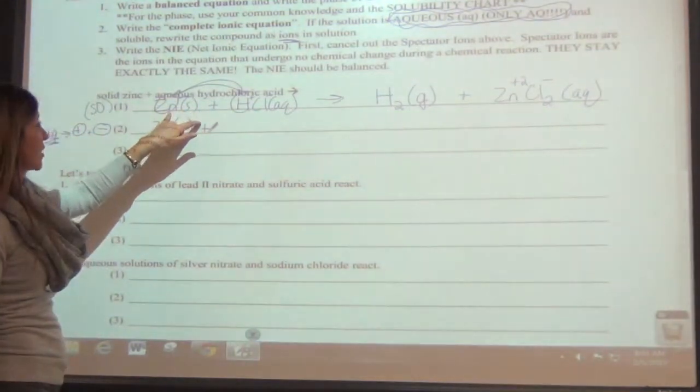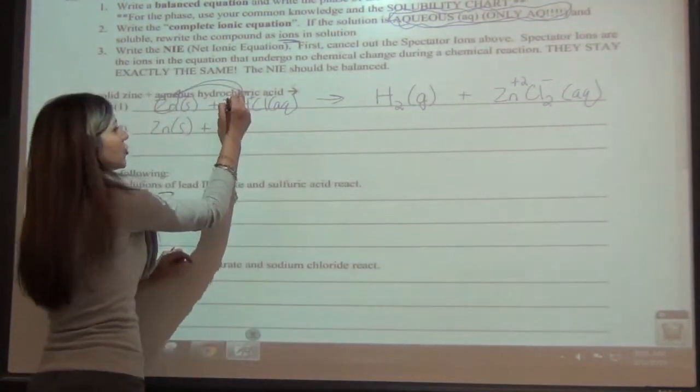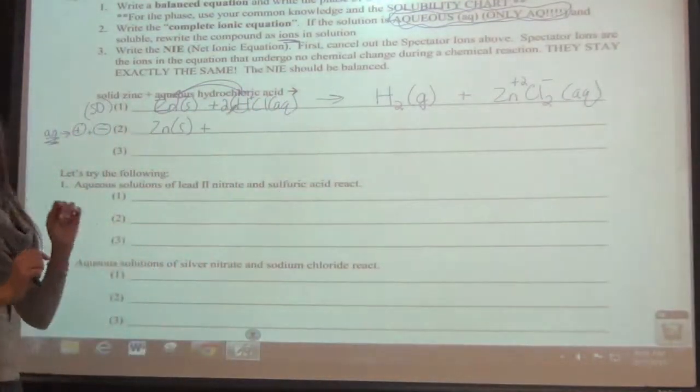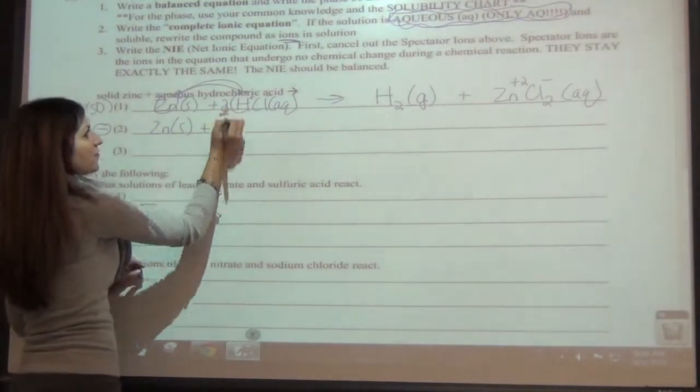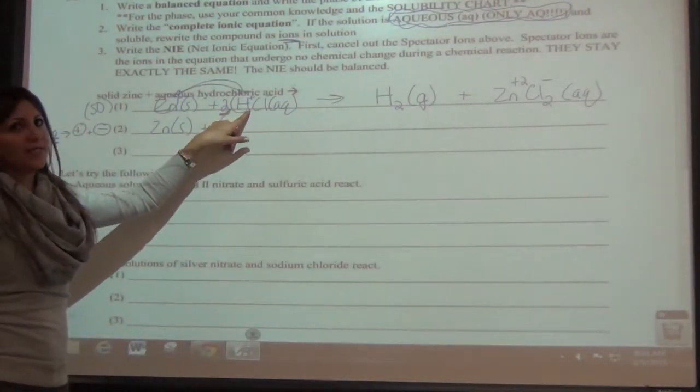We didn't balance this, by the way. Let's make sure it's balanced. So I've got one H, two H's. So I need a 2 in front of there. That gives me 2 Cl's, 2 Cl's, 1 Zn, 1 Zn. Okay. So this is my only coefficient that's inside of there. All right, so I've got 2 HCl's.